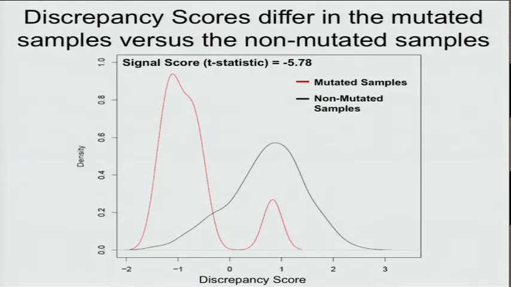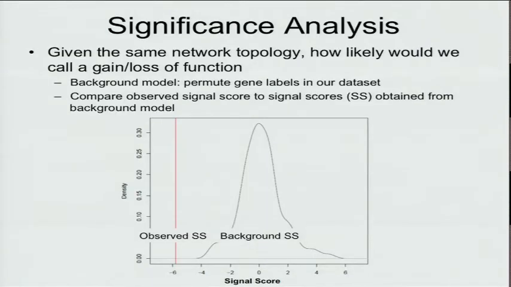The next thing you want to ask is, now that I've called a possible loss of function, how significant is this signal score? And to ask that question, what I do is I have a background model in which I'm keeping the same network topology, but permuting the genes used to infer the mutation. So the network is the same, except the data provided is permuted out of all the 20,000 genes in the data set. And given this background model run, this time shown here for 100 times, I have a background distribution of signal scores, and I compare my observed value against it, and it's pretty significant as a loss of function call.